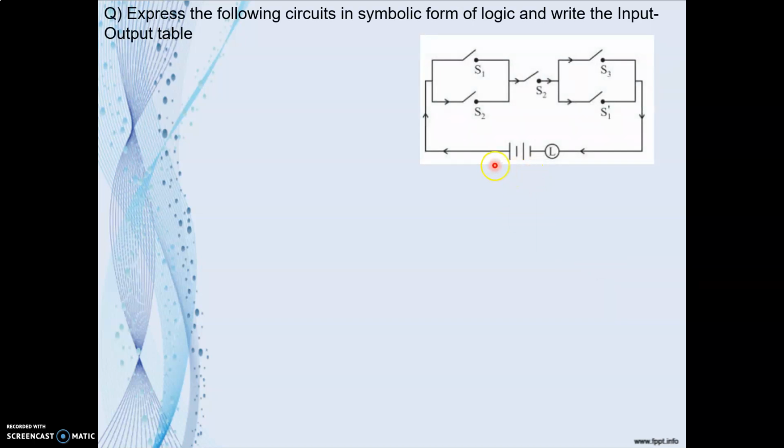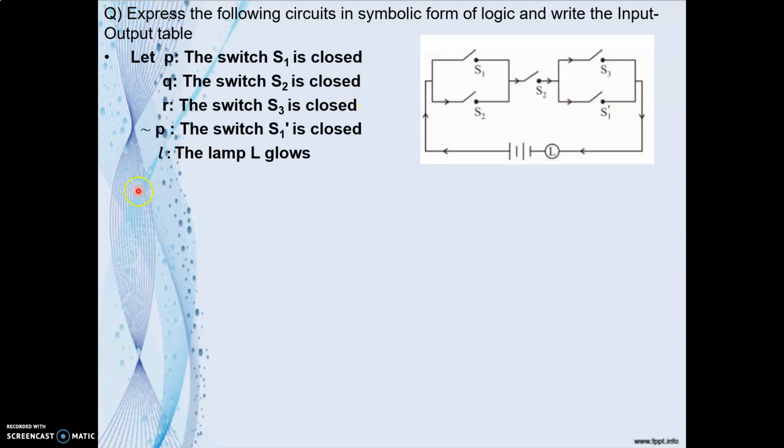Next is this one: S1, S2, S2, S3, S1 dash. Here, S1, S2, 2, 3, 4, 5, switches. So you have to write S, P, Q, R, negation P, and L. This way you will write all these values.